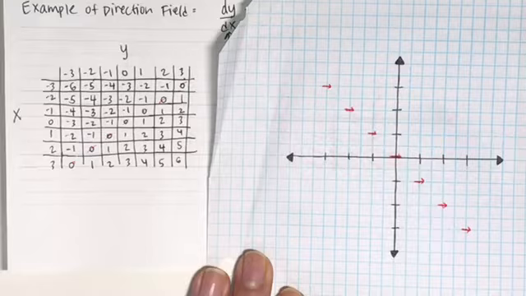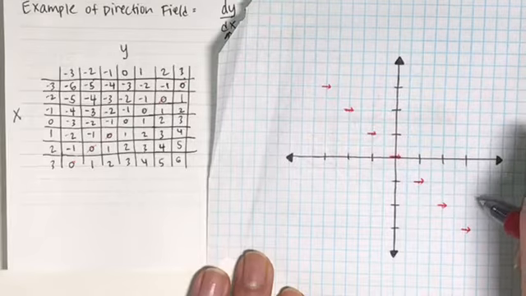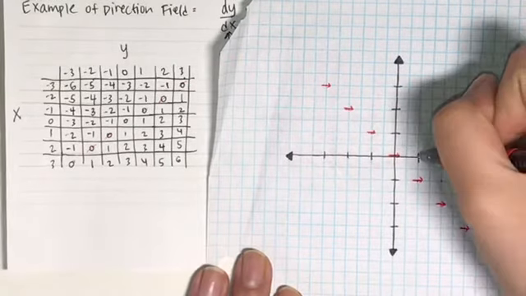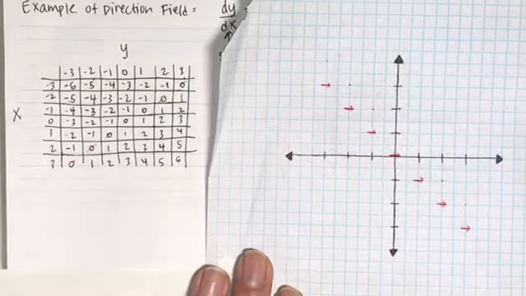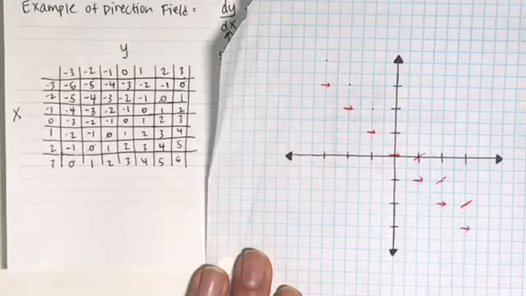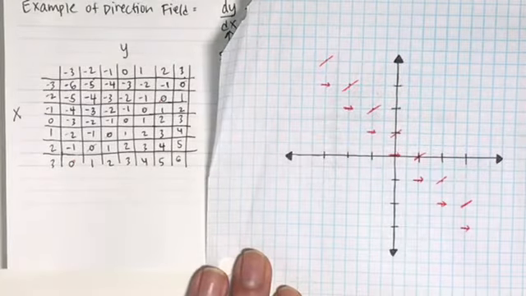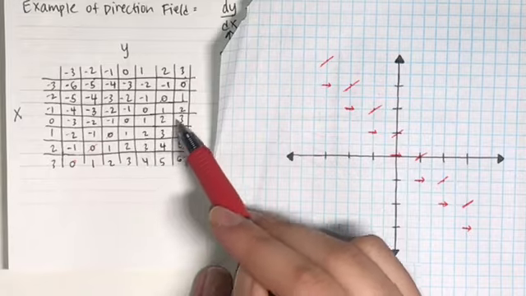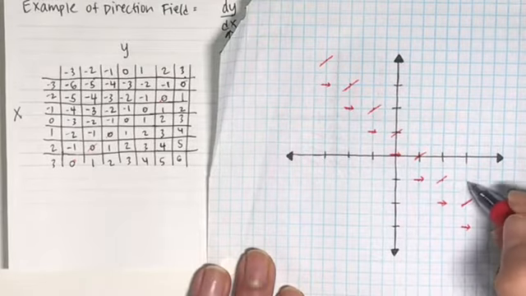So now I'm going to draw the arrows for points that have a slope of 1, which includes the points 3, -2, 2, -1, -2, 3, and some more. So I'm just going to make the arrows slightly more steep. Now I'm going to draw the arrows that have a slope of 2. And these arrows are going to be even steeper.